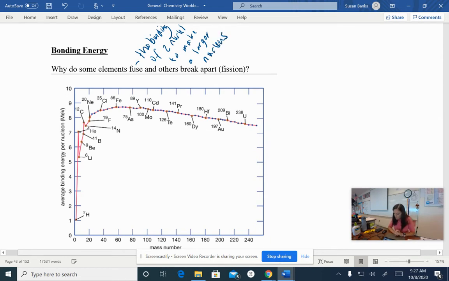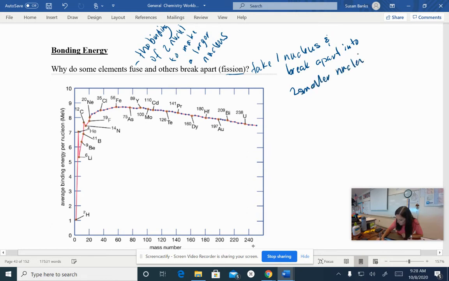Okay, so when we do fusion, we are taking two small nuclei and putting them together to make one big nucleus. And fission is the exact opposite. We're taking one big nucleus and breaking it apart into two smaller nuclei. Okay? So fusion, where you're putting together elements to make a bigger nucleus. Fission, we're taking a big nucleus and breaking it apart into two smaller nuclei.